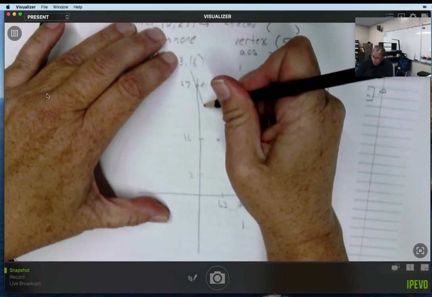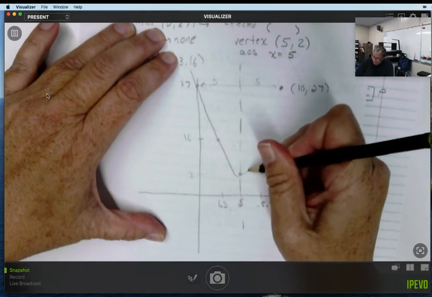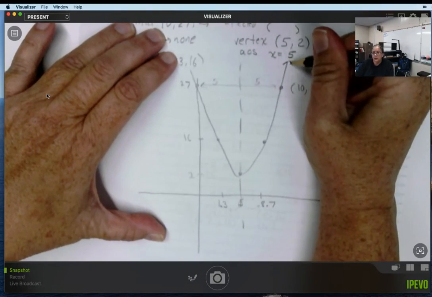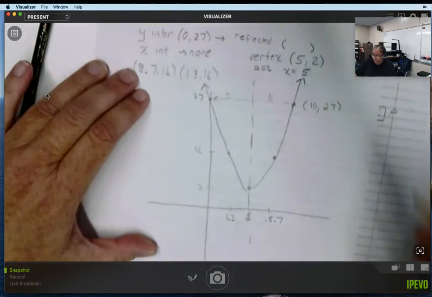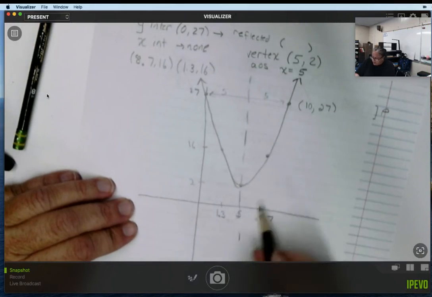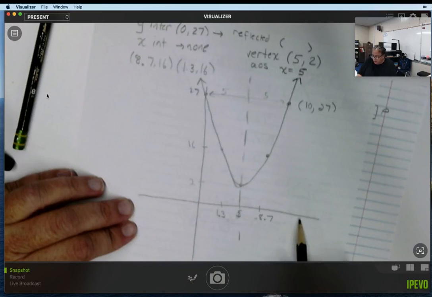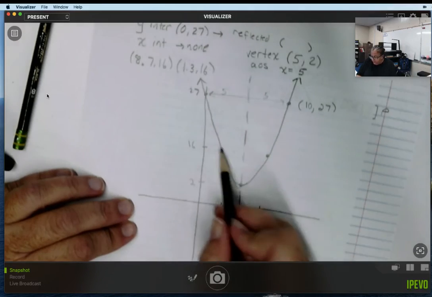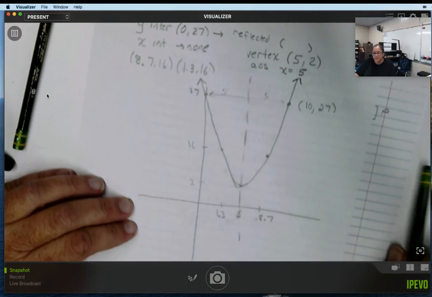I'll draw my parabola best I can here. And there we have it. I'm going to miss there. And notice that it never crosses the axis here. Every point is reflected, and I have my vertex.